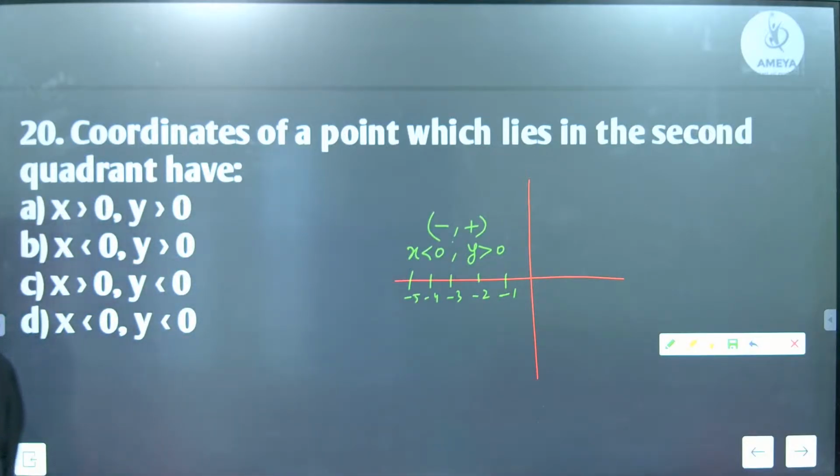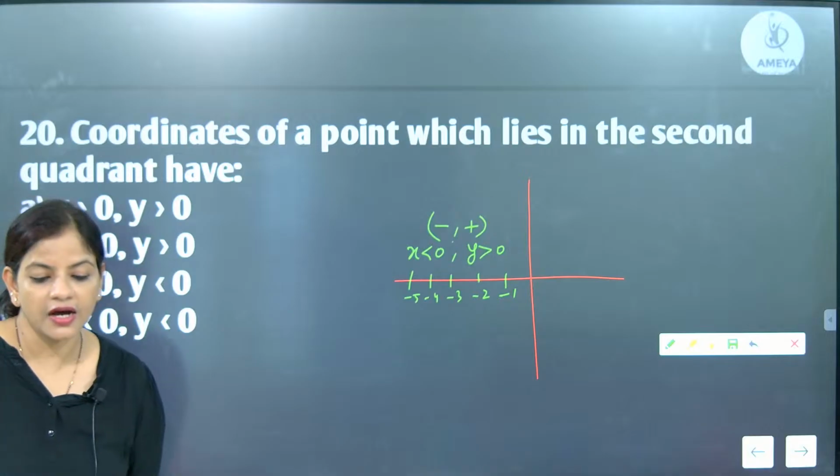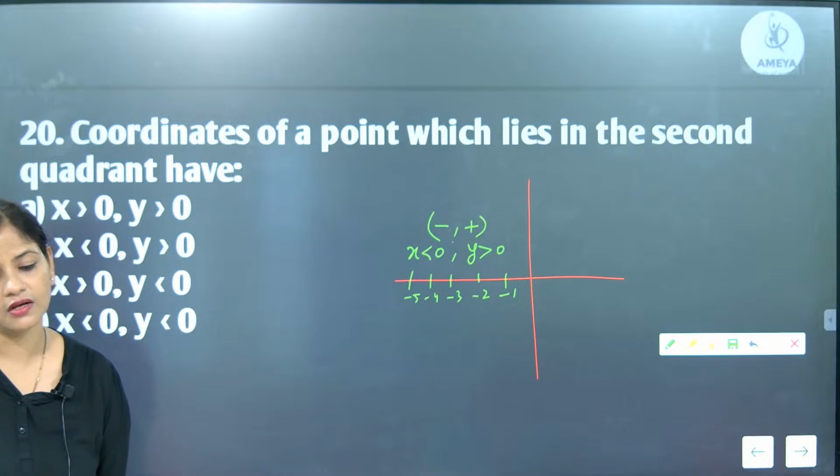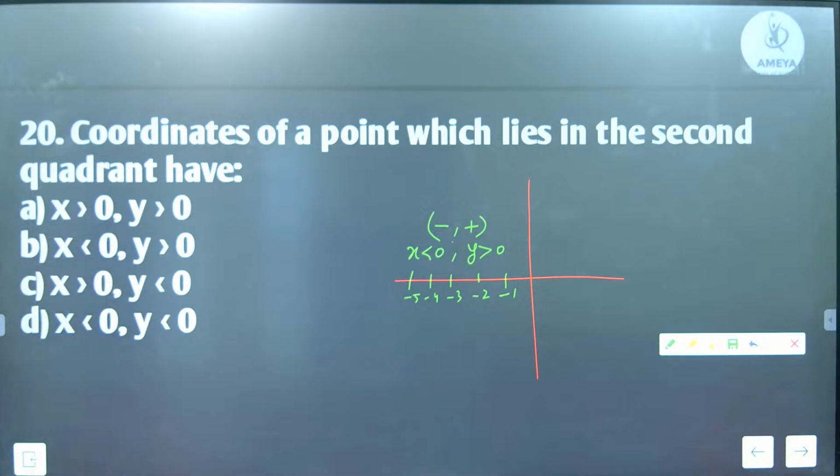Yes, the correct answer will be B. What will be the correct answer? B will become the correct answer. Again, D saying. Check second quadrant.